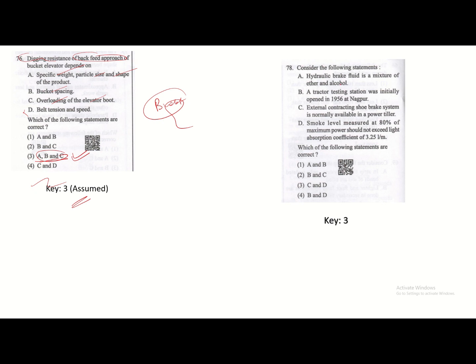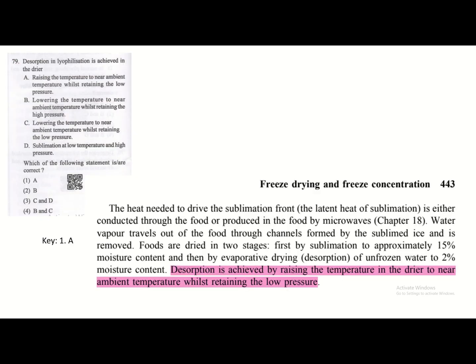Now next one, consider the following statements. The hydraulic brake of the mixer. You already know this. There is the gizzle. You know the farm machinery fellows will do. This is the wrong answer A. And tractor, this is the correct answer. And the external brake, the contact shoe brakes, power tiller, exactly. So B and C are correct answers. So 3 is the correct answer. Sorry, C and D are the correct answers. So this is also a wrong answer. So C and D is the correct answer.